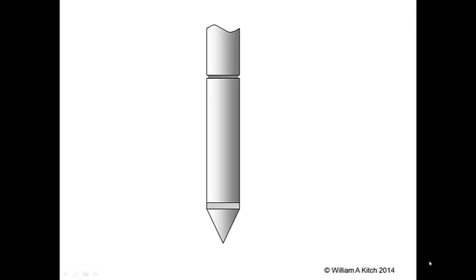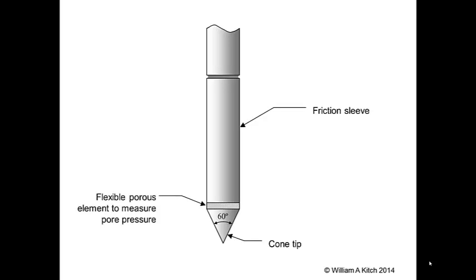The CPT probe consists of three separate parts: a 60-degree conical tip, which measures the end-bearing resistance to penetration, a friction sleeve, which measures the side friction, and between the cone tip and the friction sleeve is a flexible porous donut-shaped element through which pore pressure measurements are made. The rods are attached at the top of the probe and used to push the probe into the soil.